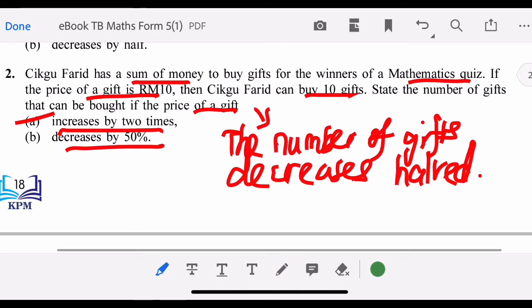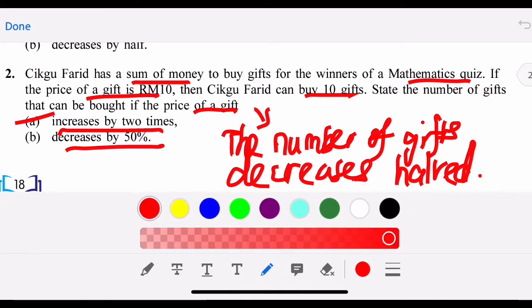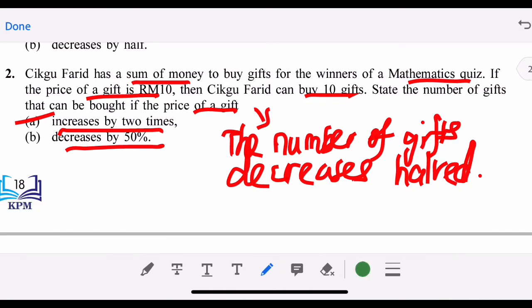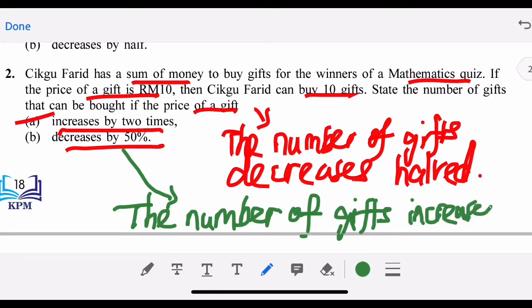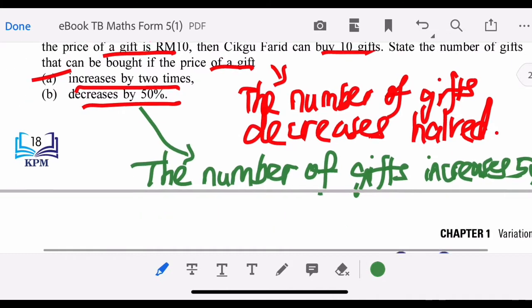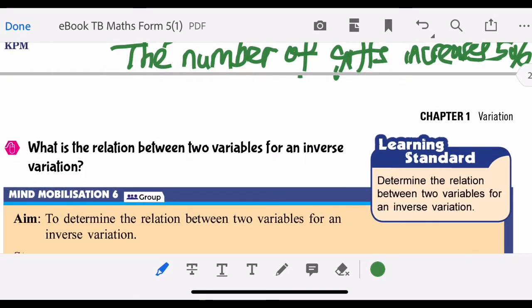So if the price, okay, we are asked to state the number of gifts if the price decreases by 50%, then the number of gifts will increase. It will be reversed, right? If one increases, the other one will decrease. So the number of gifts will actually increase, right? Increases by 50%. Okay, increases by 50%.